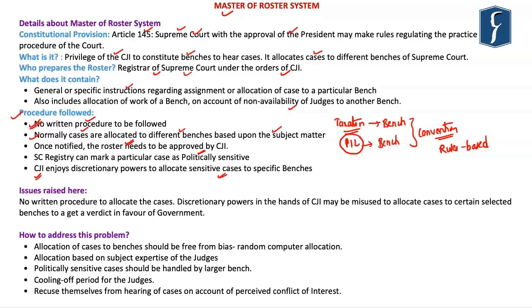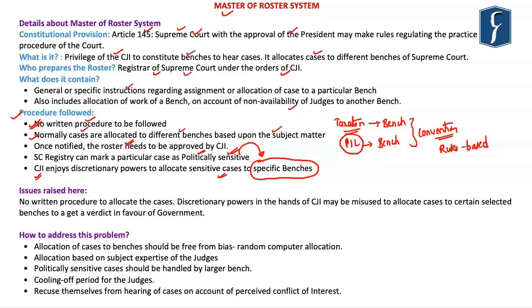As highlighted before, recently in the year 2018, 4 Supreme Court judges had questioned this particular authority of the Chief Justice of India in allocating politically sensitive cases to certain selected benches in order to get a favorable verdict. In a way, it was highlighted that there are certain specific benches in the Supreme Court which normally deliver verdicts in favor of the government. So, whenever certain politically sensitive cases arise, the Chief Justice of India had been allocating such cases to such specific benches in order to get a verdict in favor of the government.